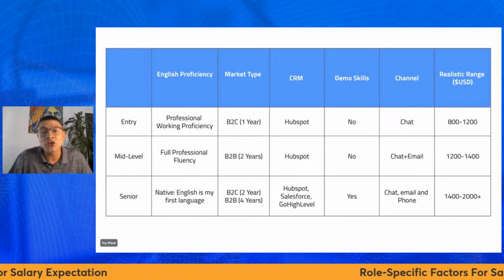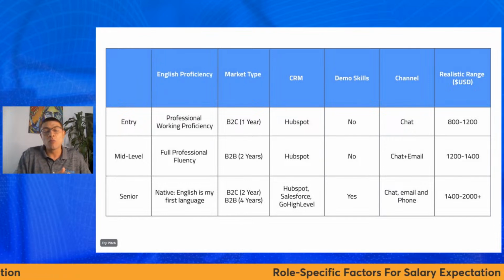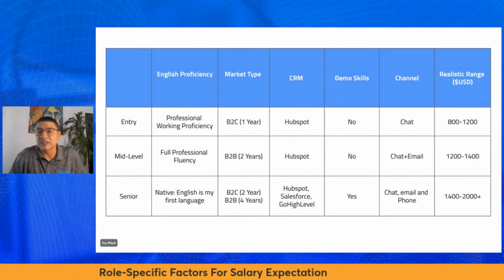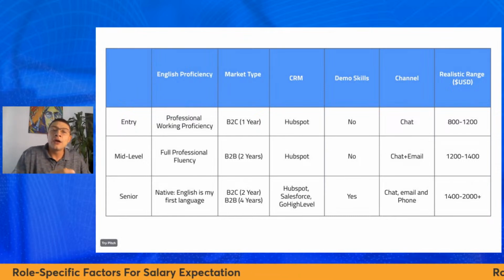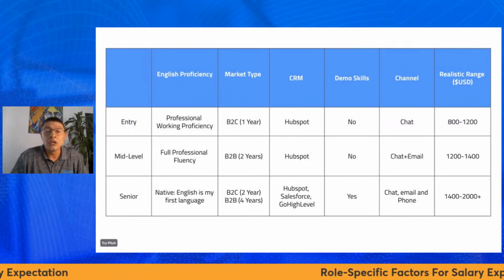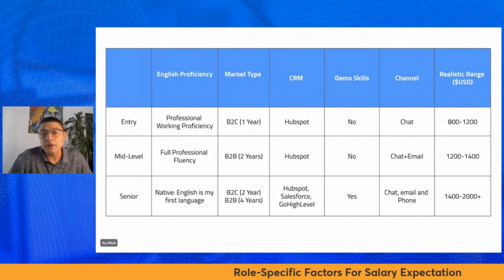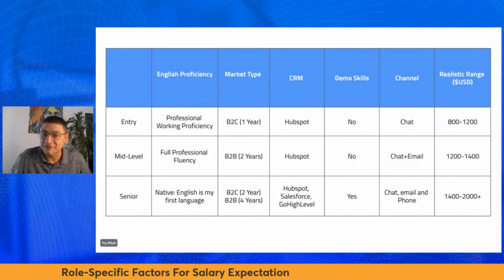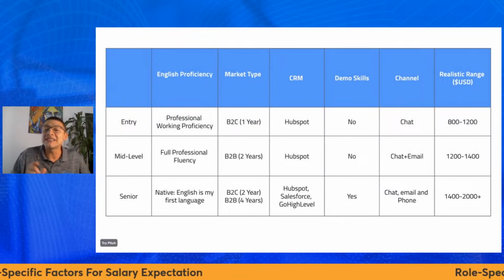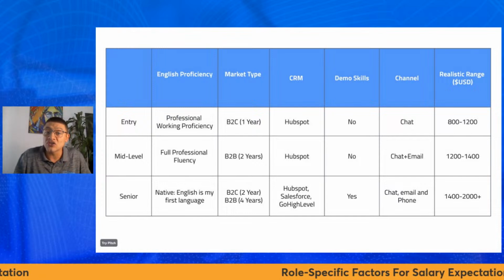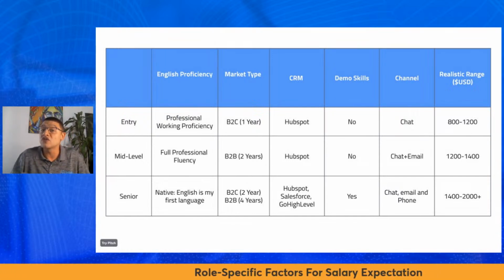800 to 1,200 is what we've seen be more of that average bracket for what we just expressed, right? So entry level, professional working proficiency as far as English level, or B2, right? Market type B2C. The CRM, they've used, it doesn't have to be HubSpot, by the way. We're just listing one CRM, right? Demo skills is a no. So that would be a big one. Demo skills is a no. And the only channel you've used is chat.